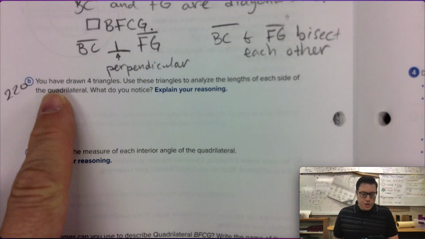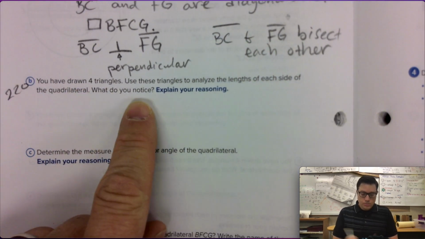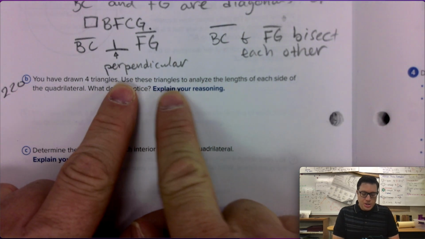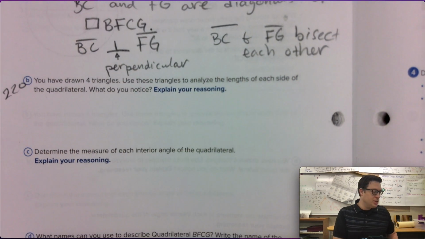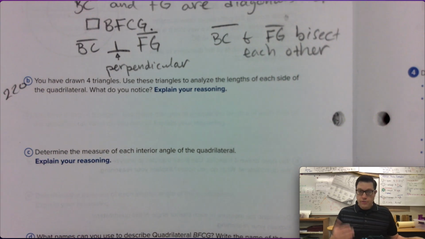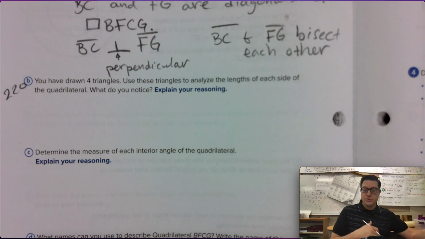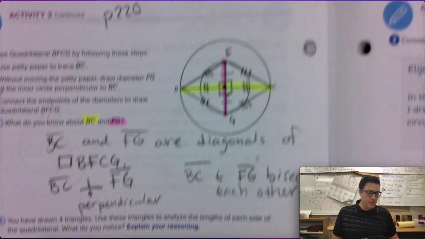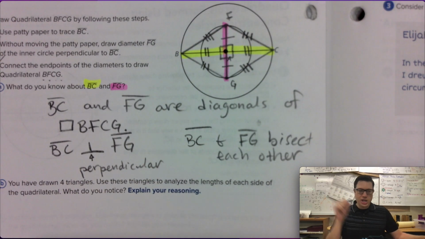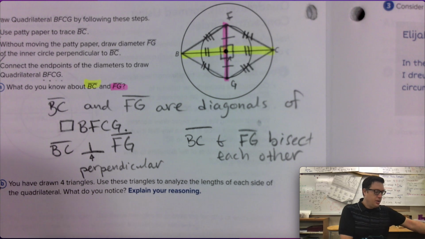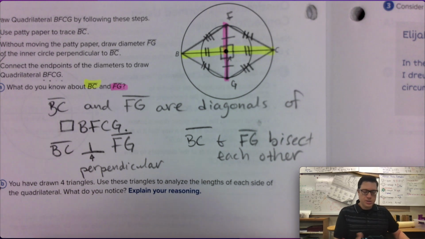wrote down. You have drawn 4 triangles. Did you notice that? Use these triangles to analyze the lengths of each side of the quadrilateral, and what did you notice? So first of all, let's actually name those 4 triangles. And I'm going to use maybe some color pencil, or just shade it in a certain way with a highlighter. I think color pencil will stand out enough though. So I'm going to use this color.